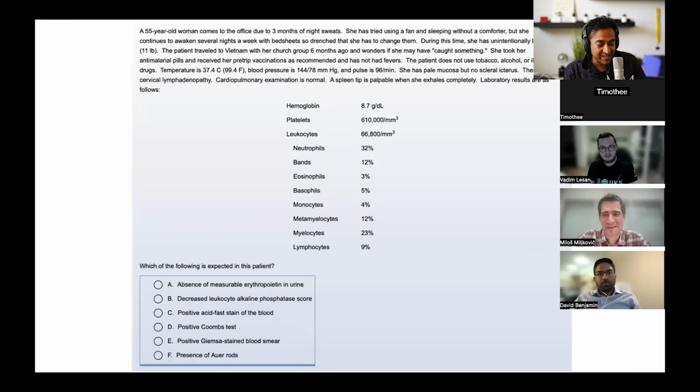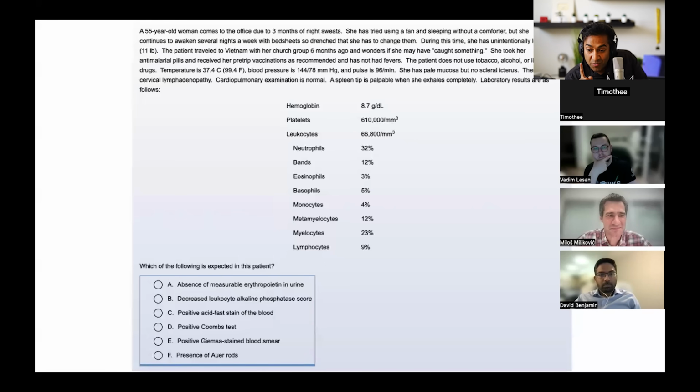All right, we'll do the last one and then we'll just reminisce about it. Also, where's a solid tumor here? Why is it all heme malignancy? 55-year-old woman comes to the office with 3 months of night sweats. I can't see it. My Zoom thing is blocking. I can't read those words. Oh, she's tried using a fan and sleeping without a comforter, but she continues to awaken several nights with the bed sheets so drenched she has to change them.